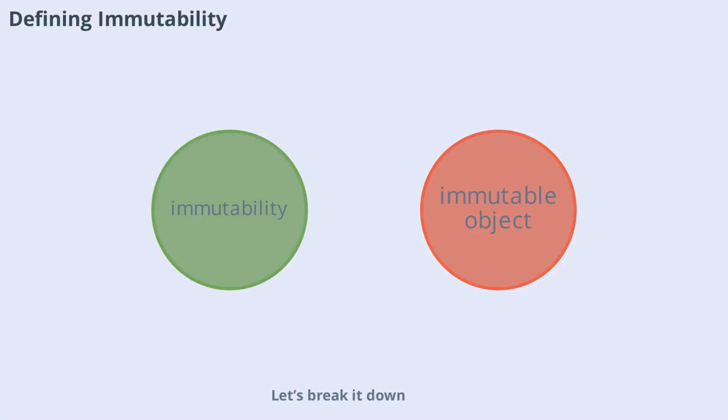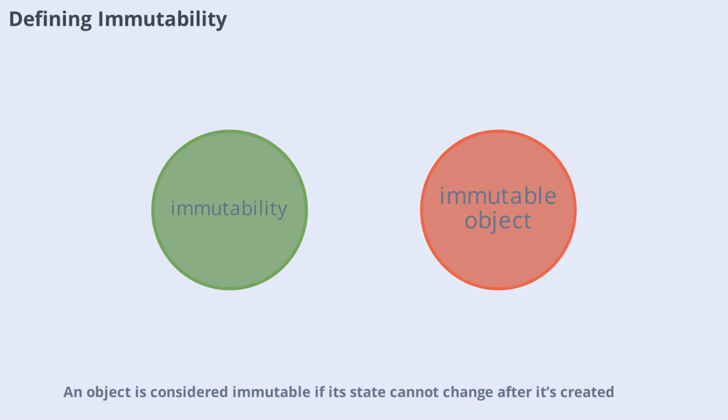Let's break it down. An object is considered immutable if its state cannot change after it's created. This means that once you've built the object, none of its fields can be updated, and there are no hidden mutations lurking in the background. Immutability is a guarantee that the object remains constant throughout its lifetime.